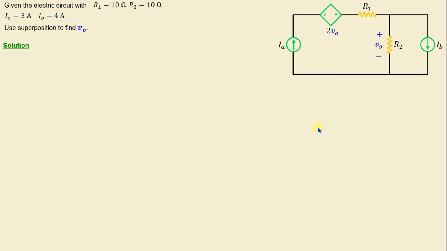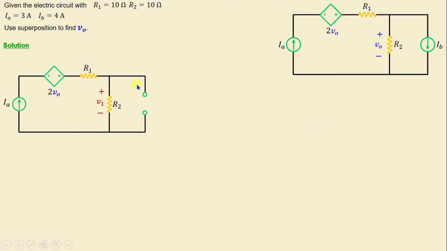Let's begin by activating the independent current source IA and deactivating the independent current source IB, which will be replaced by an open circuit. Like we see here, there is no current flow in this direction. That means the current flow in the resistor R2 is IA.